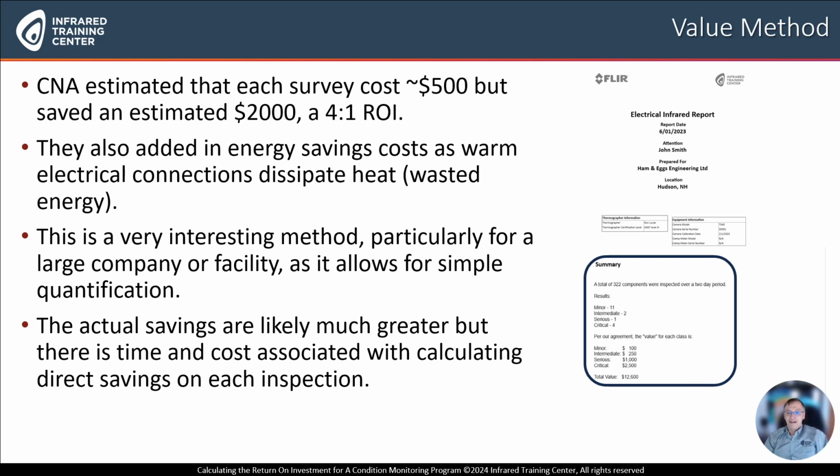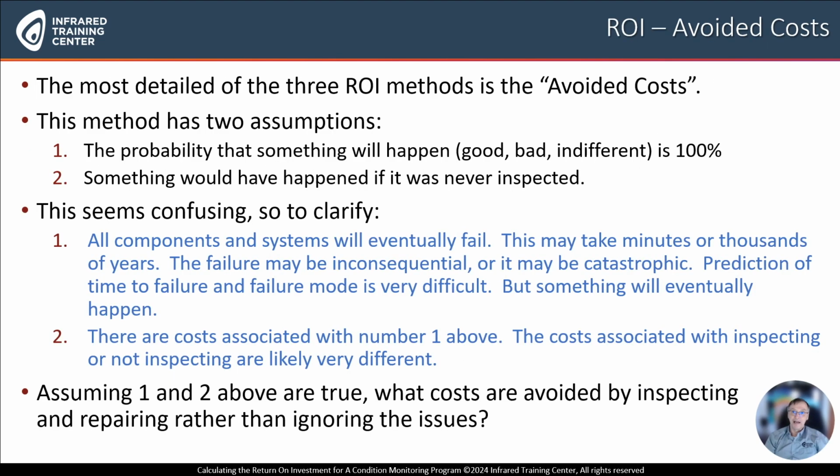And here's an example of a fictitious company, and what the little side note there says: a total of 322 components were inspected over a 2-day period, 11 minor, 2 intermediate, 1 serious, and 4 critical. And just $100, $250, $1,000, and $2,500 were assigned to the minor, intermediate, serious, and critical for a total value savings of $12,600. If you can get your company or your customers to buy into something like this, it's reasonable. They can see the value of the program. Okay, and that's the whole idea behind the value method.